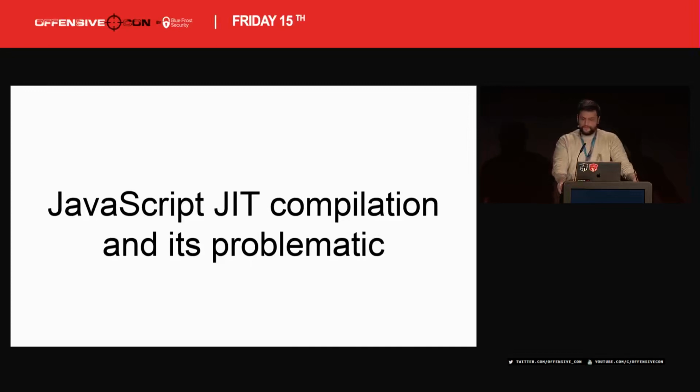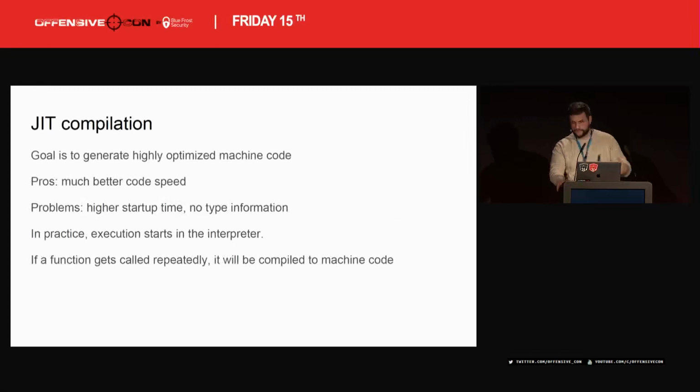So now we'll dive into JavaScript JIT compilation and the problems associated with it. The goal of JIT compilation is to generate highly optimized machine code. The upside is much better running speed, but you have the problem of higher startup time because compilation takes time, and JavaScript also doesn't have type information, so you have to deal with that somehow. In practice, your execution starts in the interpreter, and if something gets called repeatedly, such as a function, it will be scheduled to be JIT optimized and compiled down to machine code.